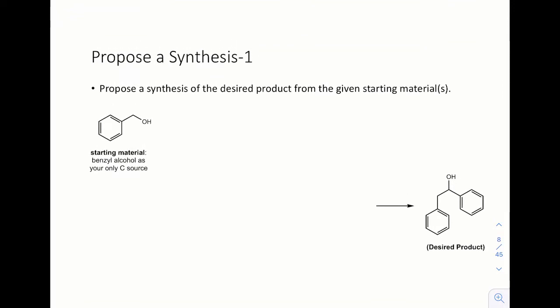We'll start with a problem. Propose a synthesis of the desired product from the given starting materials. Take a moment, pause, and try this yourself now. It'll be very important today that you play along, that you pause and try the problems and then listen to the video. And you won't necessarily be able to propose every single synthesis that I ask you to, but I want you to get started so that hopefully you can come up with the problem that we're going to solve in the next part of the video. Okay, so try this synthesis.